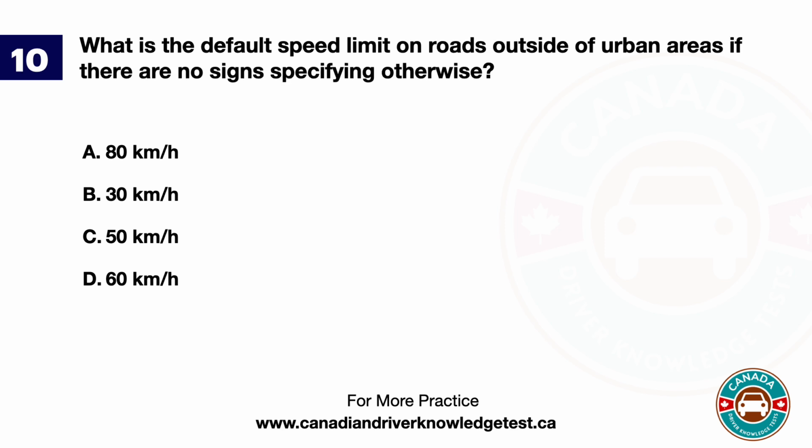Question 10. What is the default speed limit on roads outside of urban areas if there are no signs specifying otherwise? A. 80 km per hour. B. 30 km per hour. C. 50 km/h. D. 60 km/h. The answer is A. 80 km per hour.